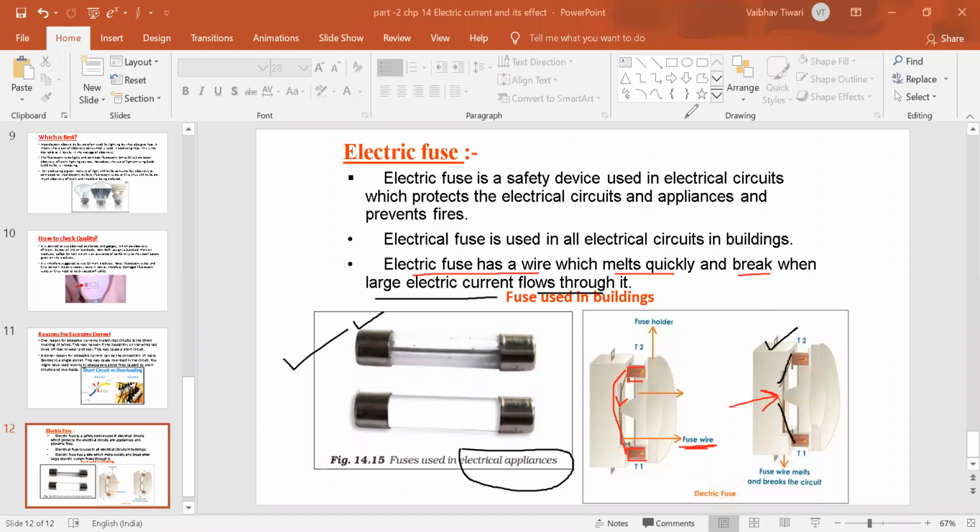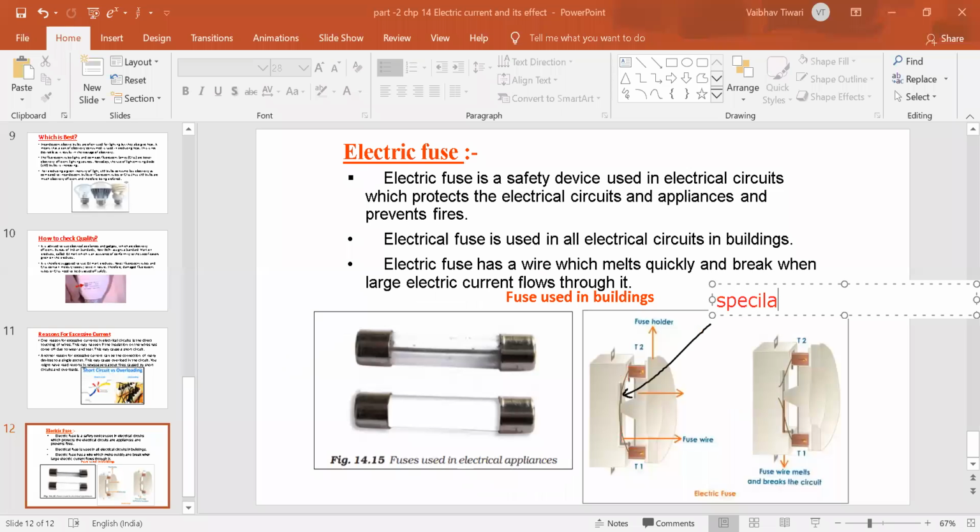One more thing, this wire, the fuse wire, is made up of a special material. It is an alloy made up of tin and lead, and it has a property that when the current increases beyond a given value, it will melt and it will break the circuit. Is this clear to everyone?